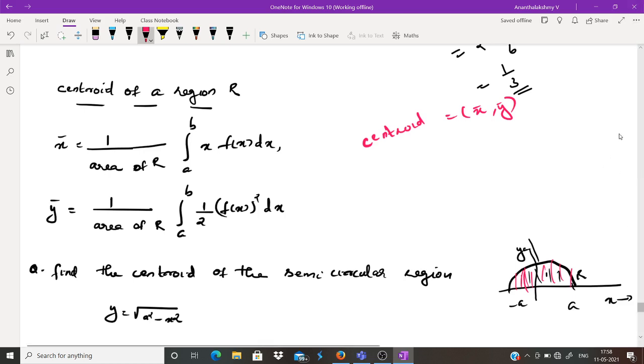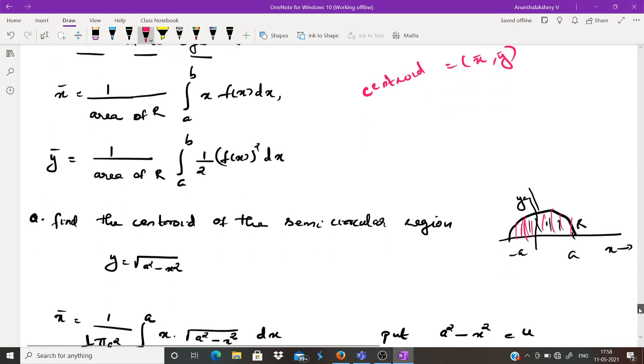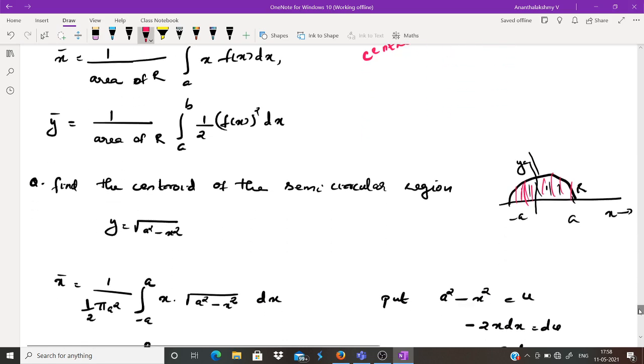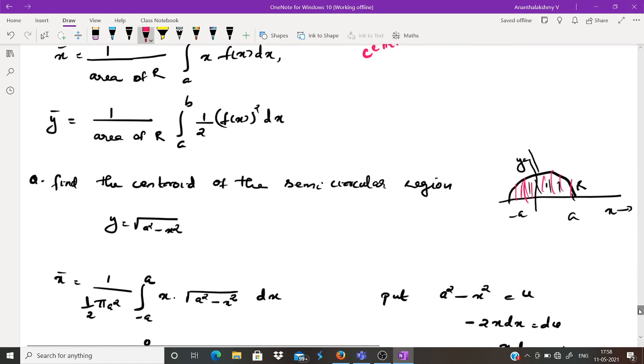Next is the problem. Find the centroid of the semicircular region y equal to root of a square minus x square. This is the upper semicircle having radius a. So f of x equal to root of a square minus x square, the upper half of the semicircle. So x bar, how to find x bar? x bar equal to 1 by area of R into integral a to b x times f of x dx.